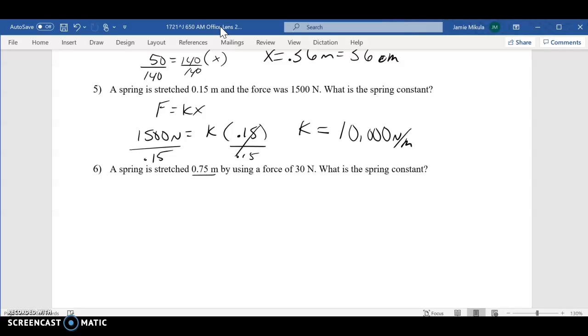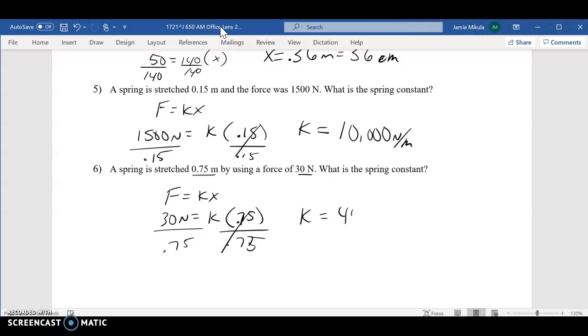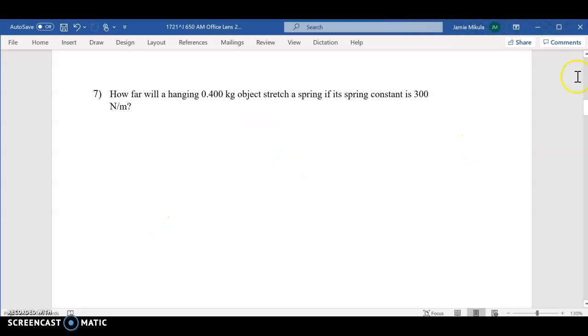A spring is stretched 0.75 meters using a force of 30 newtons. What is the spring constant? F equals Kx. 30 newtons equals K and then 0.75. Divide 0.75 by both sides. Cancels over here, so 30 divided by 0.75 is 40. This has a spring constant of 40 newtons per meter.